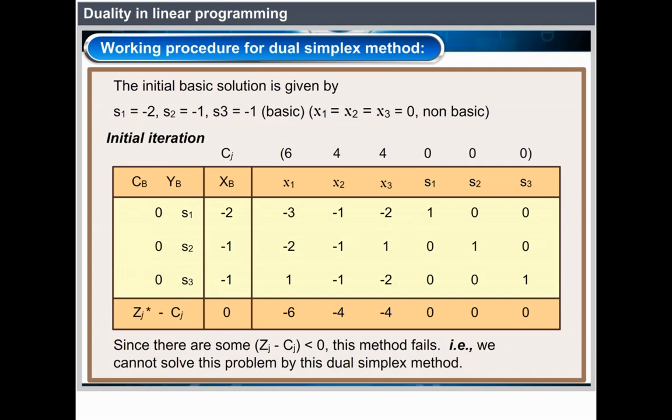Then the Zj minus Cj row: 0 for XB, minus 6 for X1, minus 4 for X2, minus 4 for X3, 0 for S1, 0 for S2, 0 for S3. Then Cj: 6 for X1, 4 for X2, 4 for X3, 0 for S1, 0 for S2, 0 for S3. Since there are some Zj minus Cj less than 0, this method fails. That is, we cannot solve this problem by the dual simplex method.